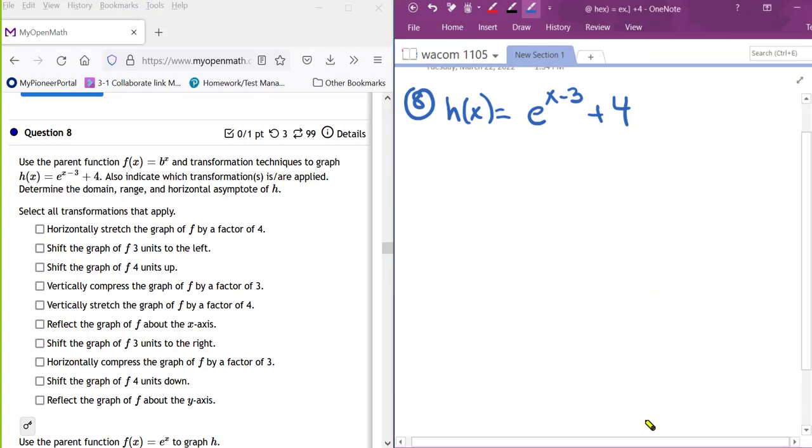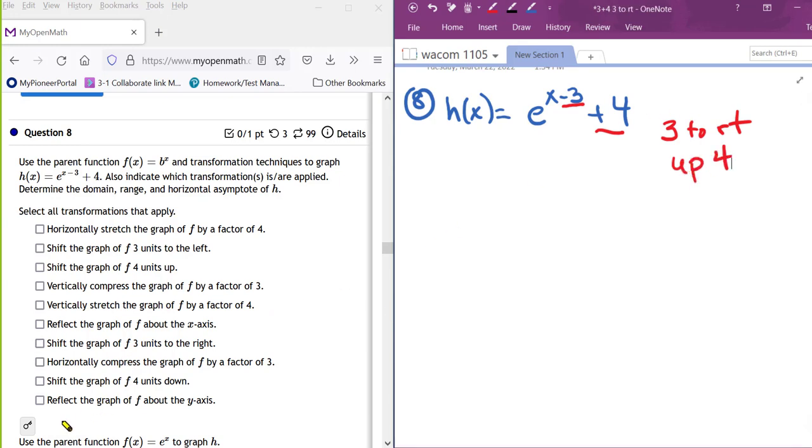So your parent function here would be just e to the x. And your transformations: we have a -3. It's with the x, so it's going to go the opposite way. So it's going to go 3 to the right. This is going to move it up. All right, so we can put those on: 3 to the right and 4 up.